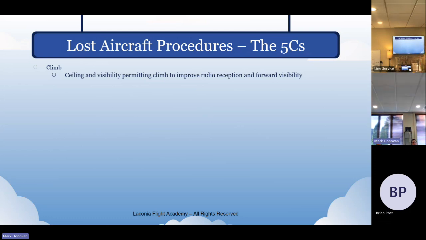Not a problem. All right, so if you're lost, there's something called the 5 Cs. All right, if you get lost, you don't know where you are, the first thing you want to do is climb. The higher you go, the better you're going to see.